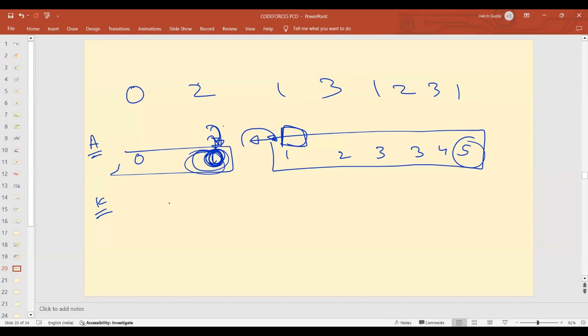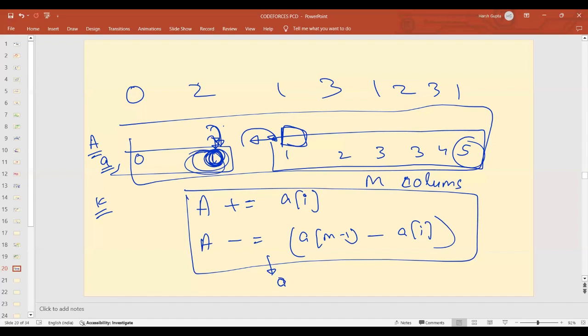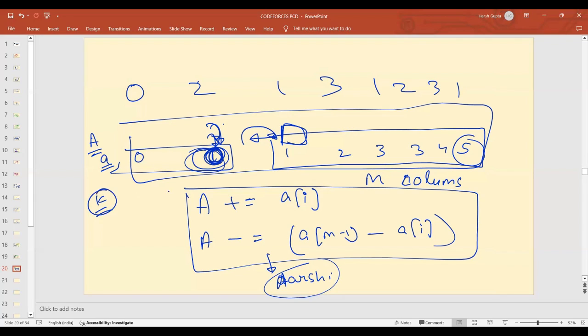So what you will do, if you have, let's suppose, code as A, from your A you will simply add A plus equal, let's suppose this vector is small a. So you will simply add A of I if you are currently at index I. And from A, you will simply subtract A of M minus 1. This is a total of M columns, you were given M columns, right? So the size of this vector will be M. So A of M minus 1 minus A of I. By doing this, you will simply update the score of Archie. And in the same manner, by maintaining the prefix sum for crypto, you can update the score of crypto as well. So this is something that will happen in big O of one time, isn't it?